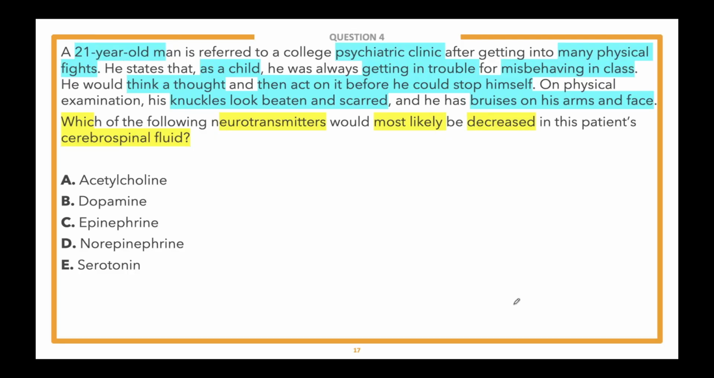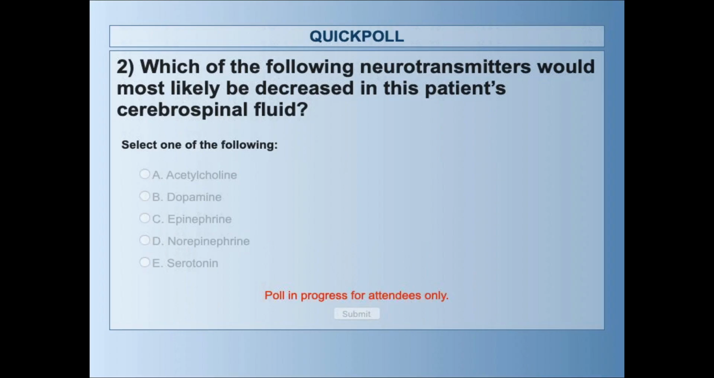And once again, we're going to start at the bottom and we're going to work our way up to the top. Answer choice E, serotonin. D, norepinephrine. C, epinephrine. B, dopamine. And A, acetylcholine. So we're going to go ahead and open up that poll. Go ahead and select the answer you think is the best answer, and we'll talk about it in just a few seconds.